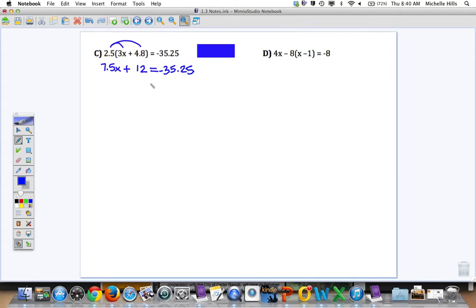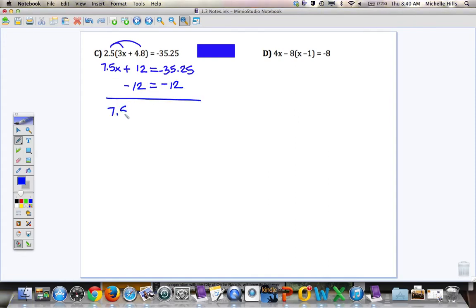Notice I'm keeping my equal signs lined up. I told you guys and showed you how you can get yourself in trouble sometimes if you don't do that. So a constant and a variable term on the left. Because there's a constant on the right, I want to move this constant to the right. To eliminate adding 12, I'm going to subtract 12.